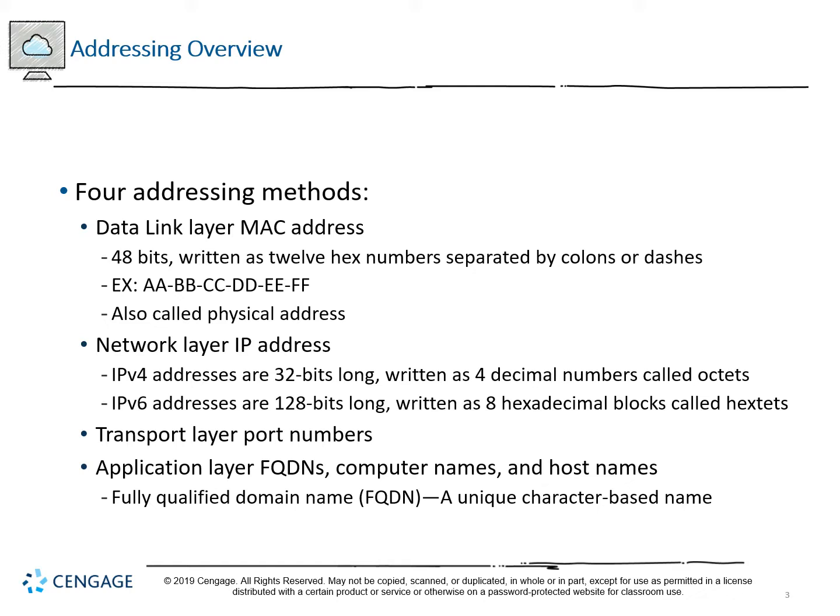The network layer IP address, so we're moving from layer 2 to 3, is either going to be what's called version 4 or version 6. IPv4 has addresses that are 32 bits in length, written as 4 decimal numbers called octets. So we have 4 blocks of 8 binary digits, which are resolved to a number in decimal form, from 0 to 255.